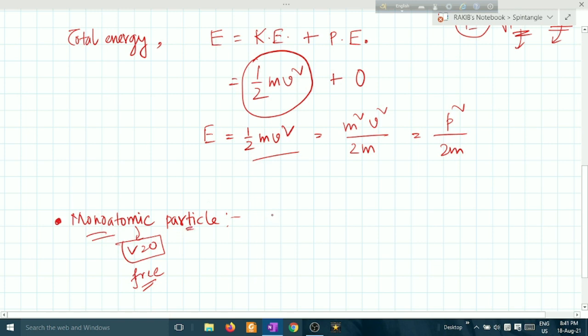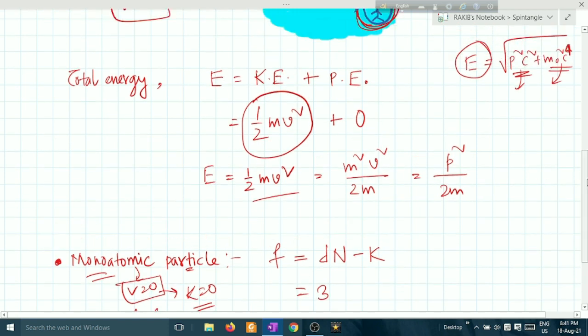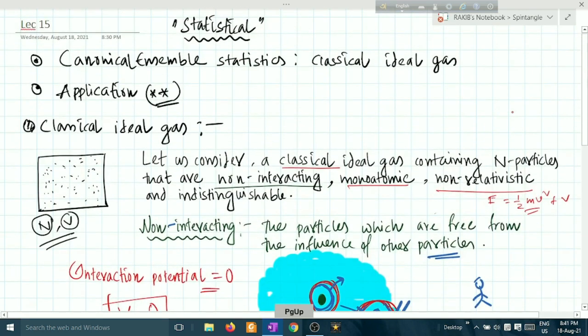And we can easily say, as V is equal to 0, the particle is not influenced by any external potential from any other source. That means the number of constraints will be K equals 0. As we know, the degrees of freedom formula, F is equal to dn minus K. What is the D here? Say the particle is in 3 dimensions, so the container is a 3D container.